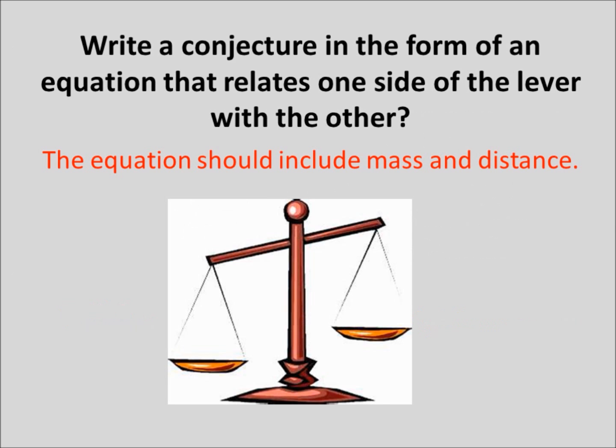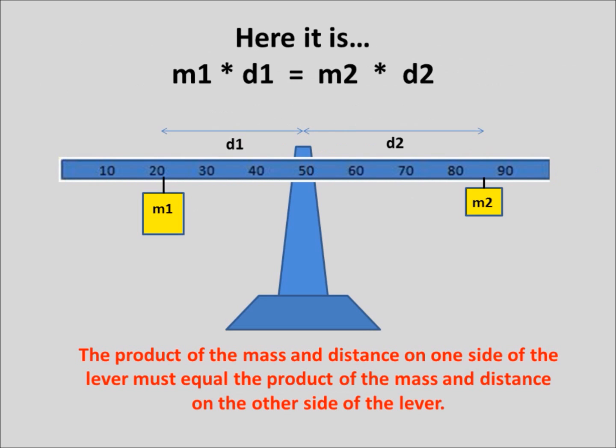Now I would like you to take what you have learned and write your conjecture in the form of an equation that relates one side of the lever with the other. The equation should include mass and distance on both sides. Good job, here it is.